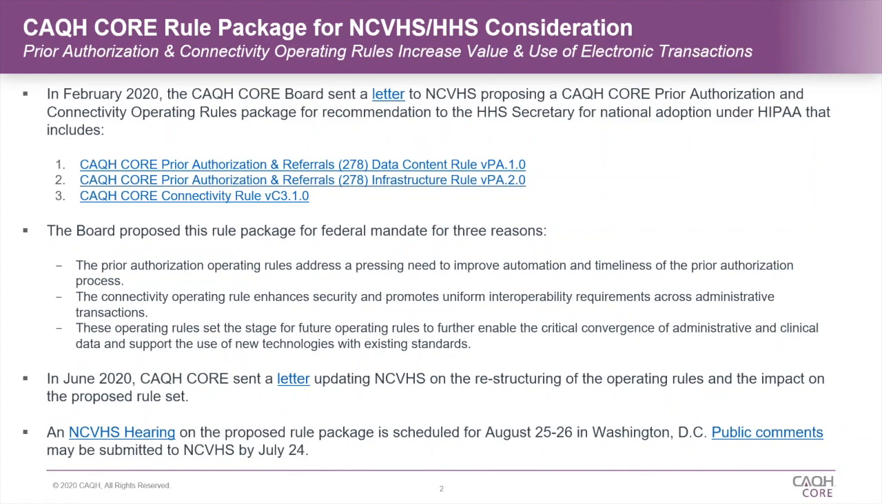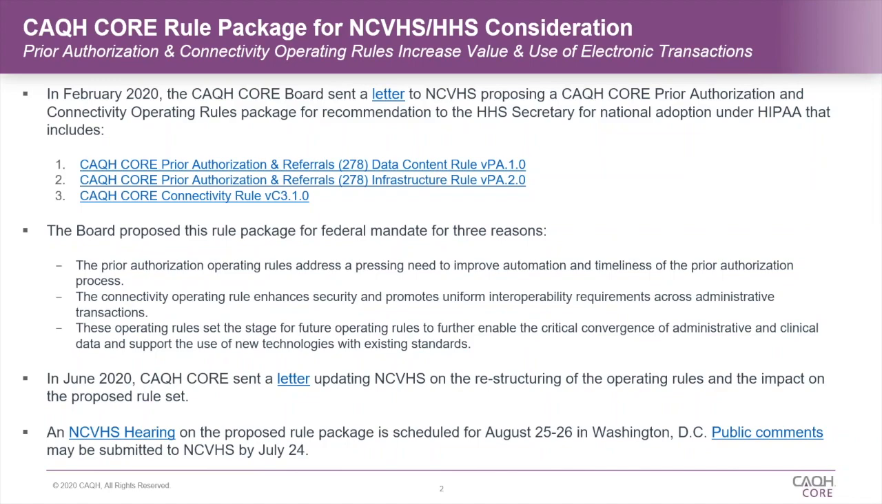That's why in February 2020, the CAQH Core Board sent a letter to NCVHS proposing a set of operating rules for federal mandate under HIPAA, including the CAQH Core Prior Authorizations and Referrals Data Content Rule, a companion infrastructure rule, as well as the CAQH Core Connectivity Rule version C3.1.0, formerly the Phase 4 Connectivity Rule.